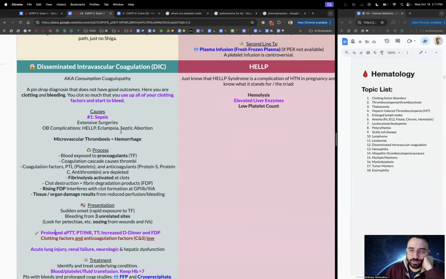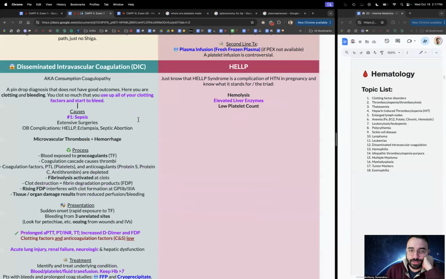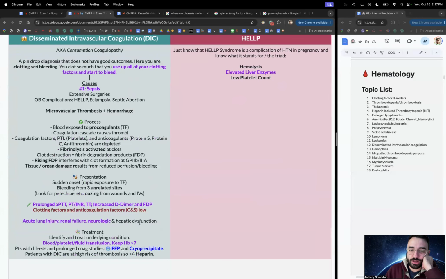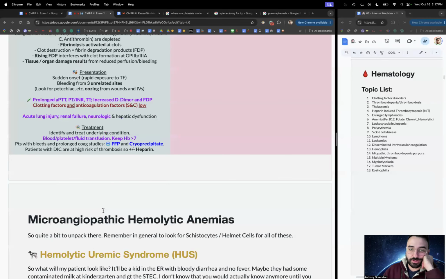So I think the big thing for this is, can you identify this on a vignette? It's really not that complicated. But knowing the pathophysiology and then knowing the labs here are going to be important. Any coag factors are low because you're clotting so much. S and C are doing their thing, so they're being used up as well. So clotting factors and anticoagulation factors are going to be low.